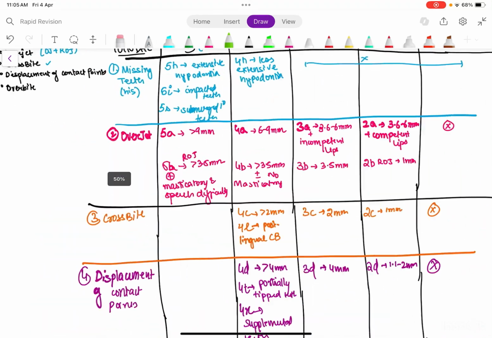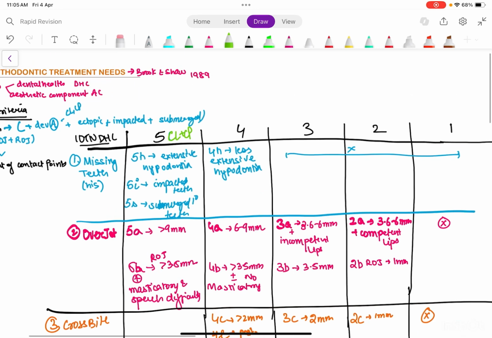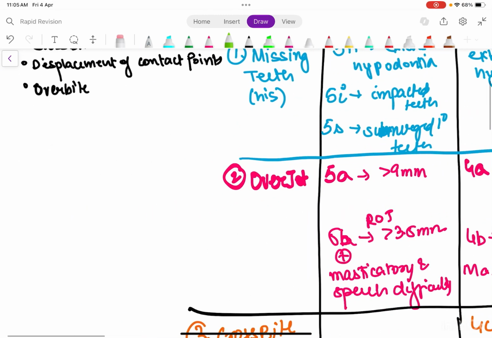Okay, so see, it's easy if you just go through it with me. Then once there was a question, they asked cleft lip and cleft palate is which score, so it is 5. Okay, and borderline also they asked, so that's 3. Now aesthetic component, I'll just talk about it here.